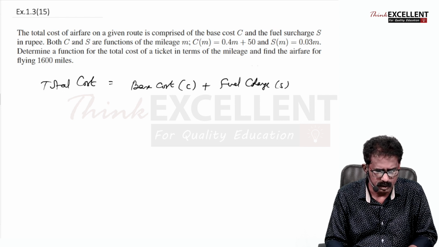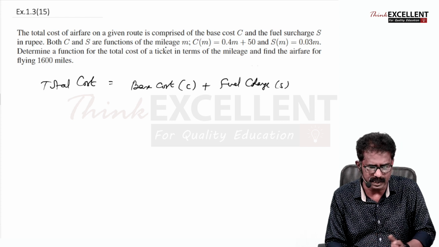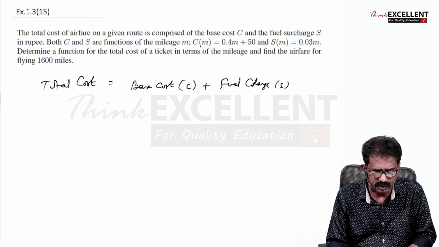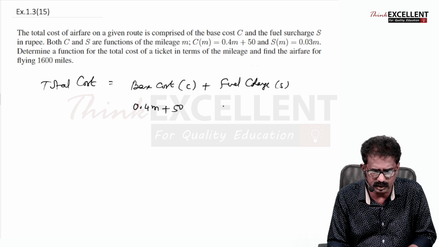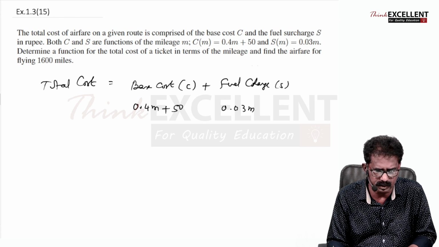Now, C and S are functions of M. M stands for miles. C of M, that is the base cost. C of M, what have they given us? 0.4 M plus 50. This is C of M, base cost. S of M, that is the fuel cost, is 0.03 M, right? Determine the function of the total cost.